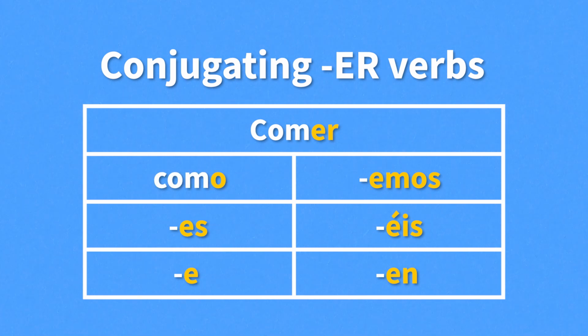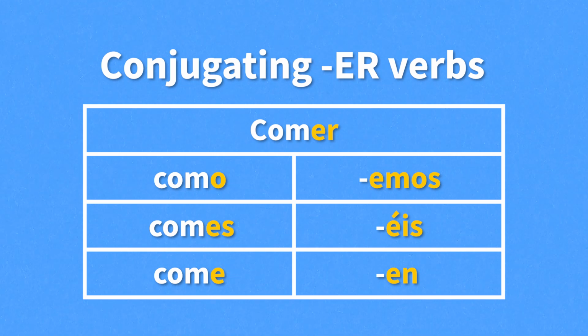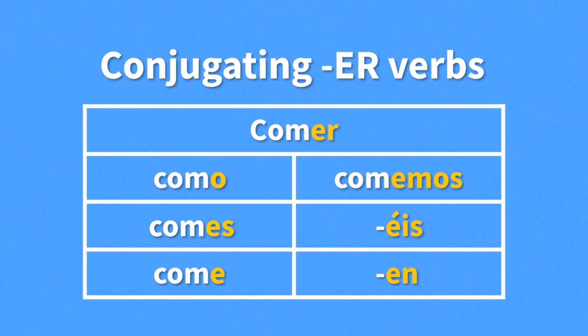For the second person singular, tú, you add ES to the stem. Tú comes. For the second person formal, usted, you add E. Usted come. For the third person singular, él, ella, you add E. Él, ella, come. For the first person plural, nosotros, you add emos. Nosotros comemos. For the second person plural, vosotros, you add éis.